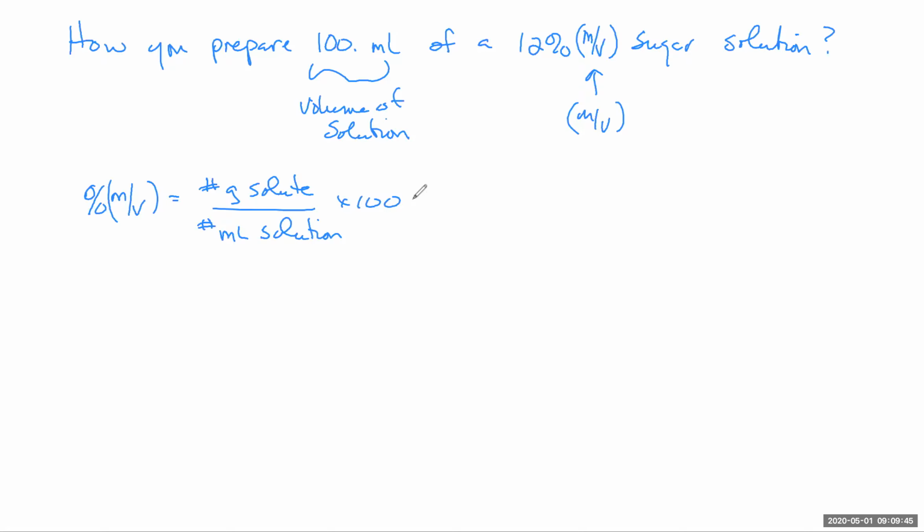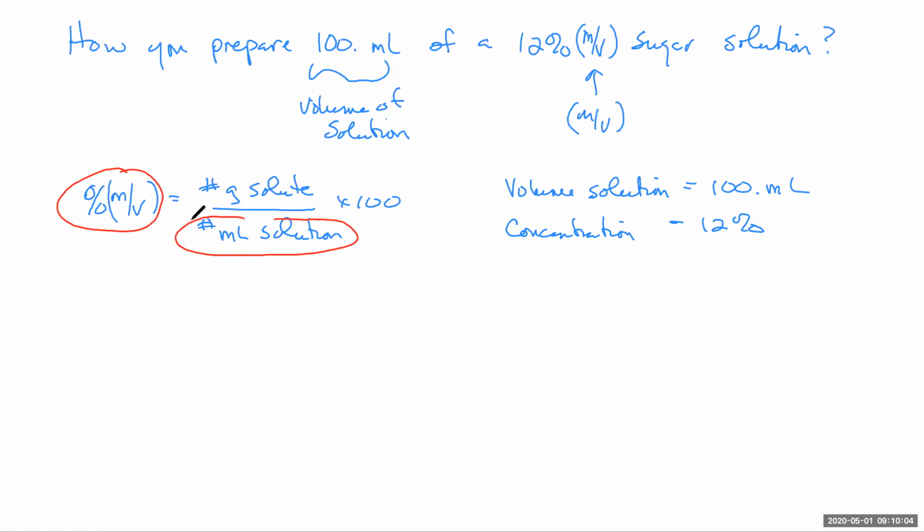So again, what do we know? In the problem, our volume of solution is equal to 100 milliliters, and we know our concentration is equal to 12%. So again, looking at our formula, we know these two things, and we're going to have to solve for grams of solute. So to solve for grams of solute, what you're going to do is say 12%, or 12 grams of sugar divided by 100 milliliters of solution, right?